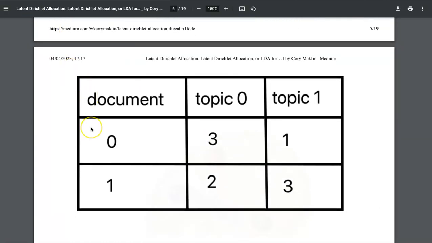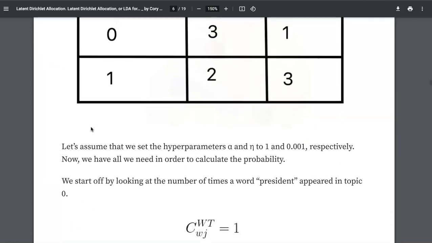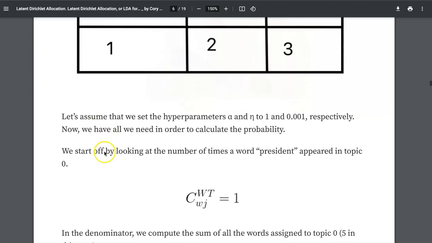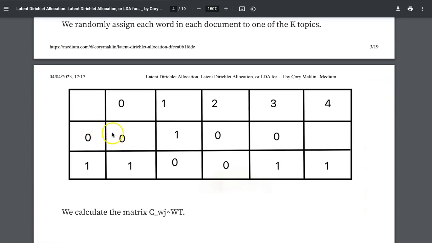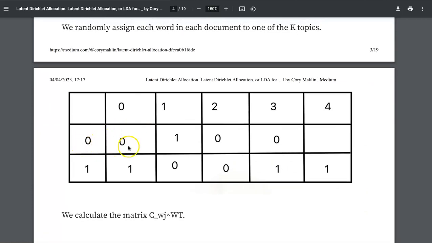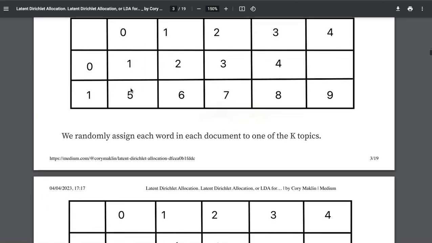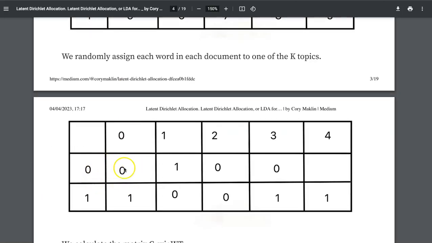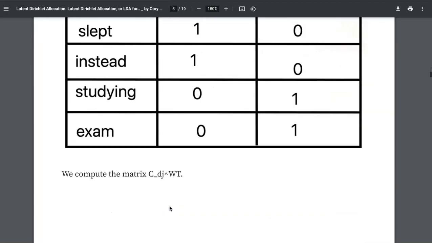Let's check. Now, how will you calculate this? Suppose this is the value. Suppose you want to calculate the topic class for the word precedent in document 0. Previously you assigned 0, but now you want to recalculate this using the WT and DT values. So how will you calculate it?